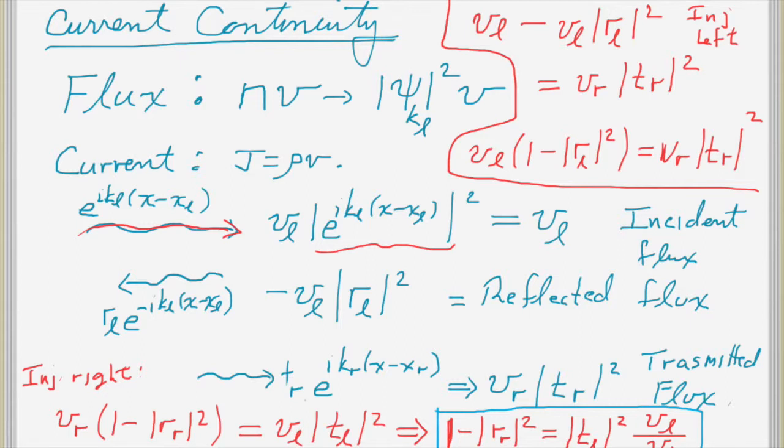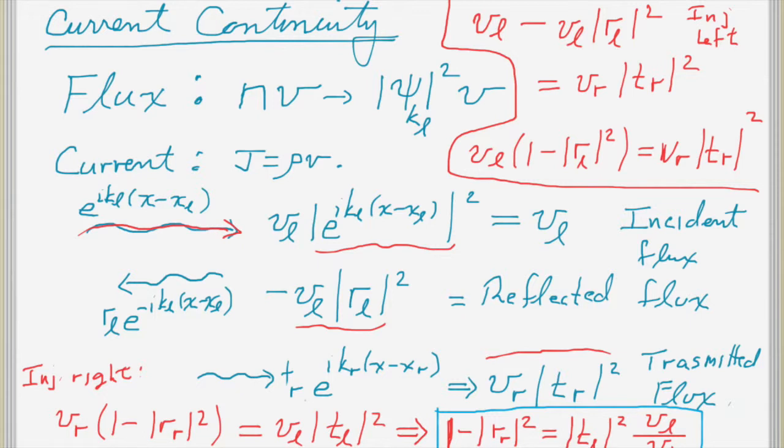And the reflected wave, well, it's the velocity times the magnitude squared of the reflection amplitude, R_L squared. That's the reflected flux. And the same for the transmitted flux coming out the right-hand side. It's the velocity on the right side times the magnitude of the transmitted wave amplitude squared. That's the transmitted flux. And so by basic current continuity, flux continuity, you have this continuity equation where the injected flux minus the reflected flux has got to equal the transmitted flux.